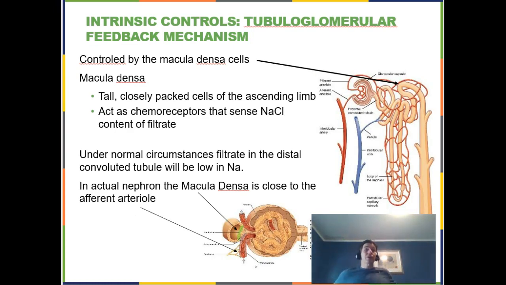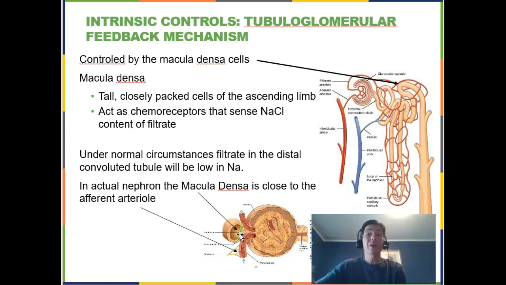Then you have what is called tubuloglomerular feedback. This is a little bit more complicated to understand. I shall do my best to explain it to you. The first thing you want to know is that this is controlled by the macula densa cells, which, as we said, are these little cells right here in green, located in the top of your ascending limb or the beginning of your distal convoluted tubule.